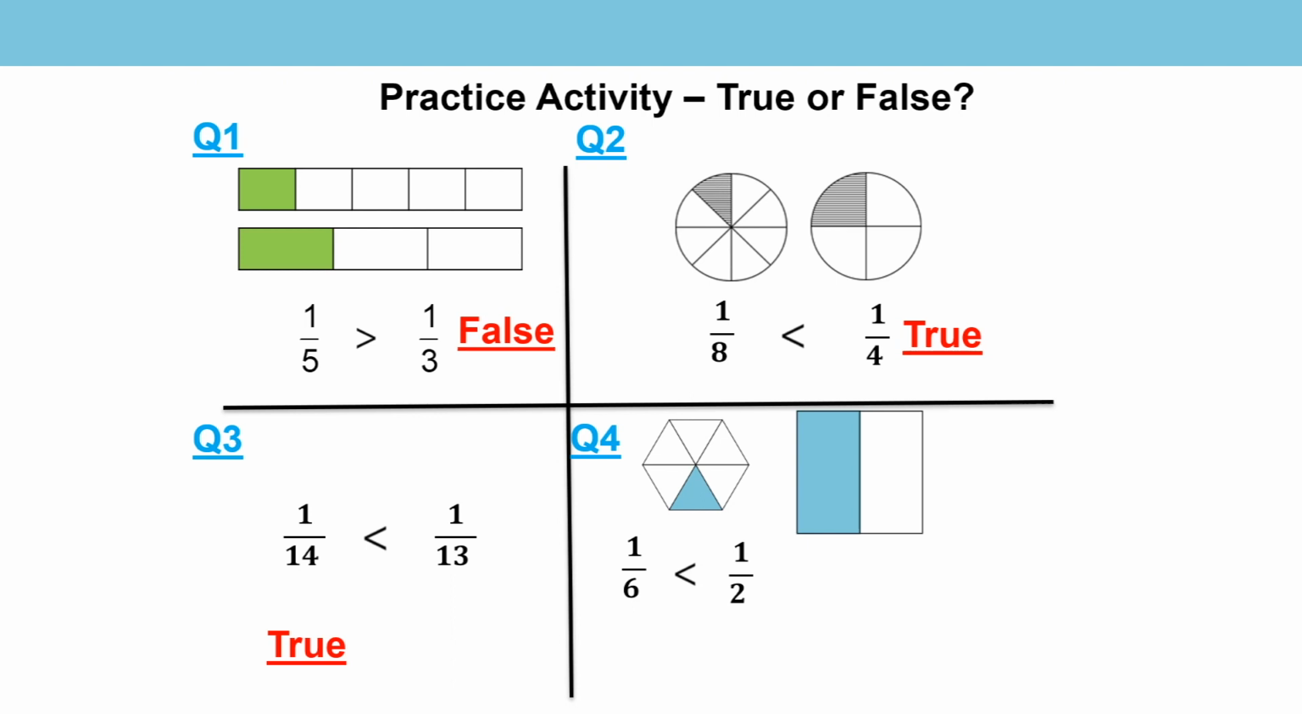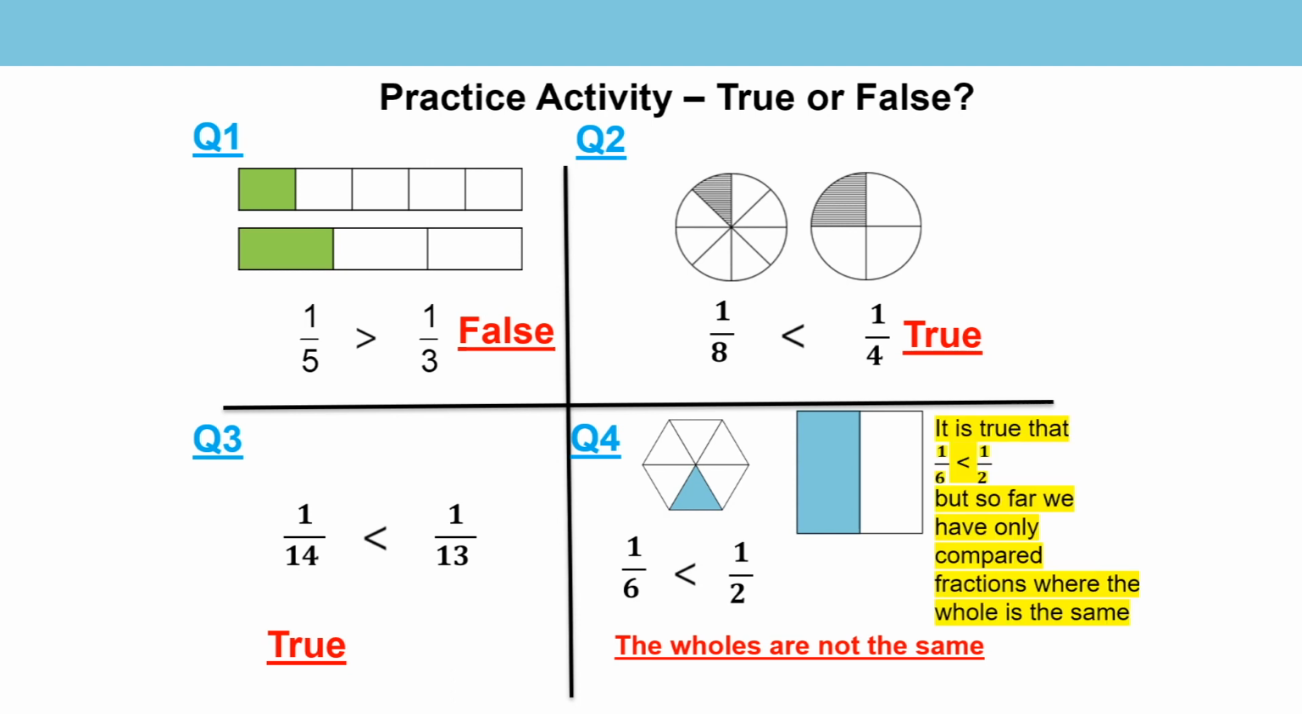Question 4. Now this one needed a little bit more extra thinking. I wonder what you decided on this one. The answer is false. The fractions and the inequality symbol are correct. It's correctly placed between the 2 fractions to compare them. 1/6 is less than 1/2. However, we need to remember the whole is not the same. When we compare fractions, the whole has to be the same.